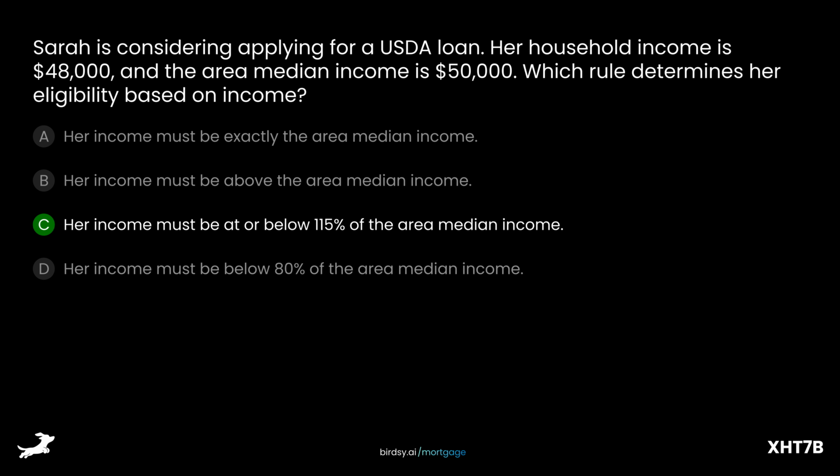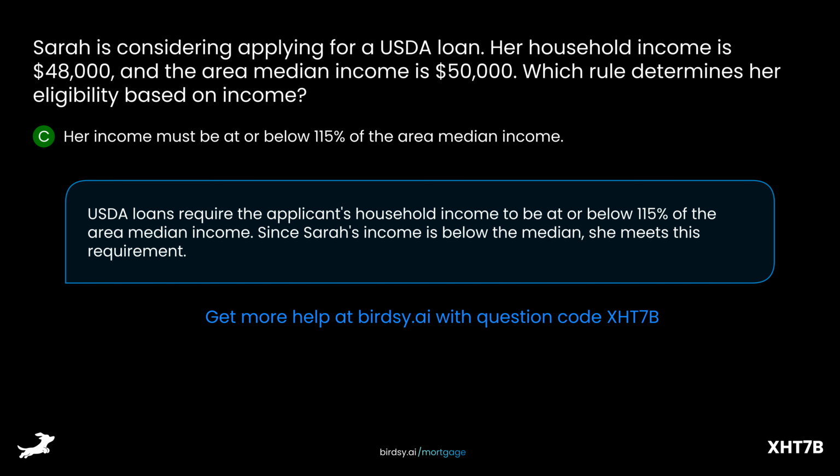The answer is C. Her income must be at or below 115% of the area median income. USDA loans require the applicant's household income to be at or below 115% of the area median income. Since Sarah's income is below the median, she meets this requirement.